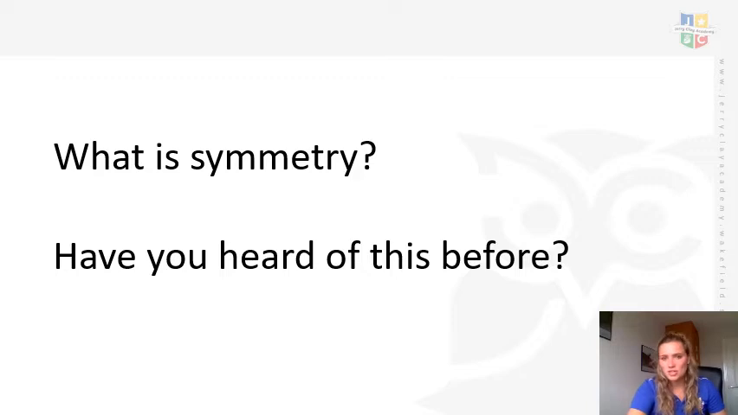So now we're going to move on to symmetry. Now we know about different types of lines, we're going to look at symmetry. Have you ever heard of the word symmetry before? If you have, what do you know about it already? Or if you haven't, what do you think it might mean?